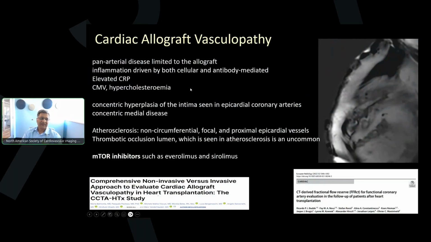They may present with elevated C-reactive protein also. So when they do intravascular ultrasound or OCT, they might see a concentric hypertrophy of the intima in the epicardial coronary arteries. Unlike atherosclerosis, there is also medial disease, which helps differentiate this from atherosclerotic causes.